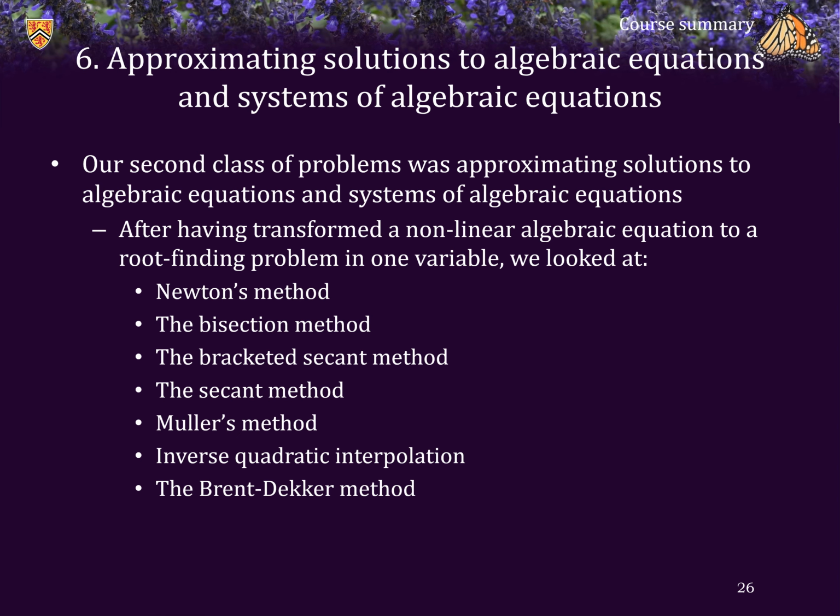The Brent-Dekker method assumed we had bracketed the root, but then uses bisection, the bracketed secant method, or the inverse quadratic interpolation method to converge on the root. And it tried to always use the inverse quadratic interpolation method, except when it could demonstrate that there was a high likelihood that it would give an inappropriate result, in which case it fell back on the bracketed secant method, which, if that failed, it fell back on the bisection method.